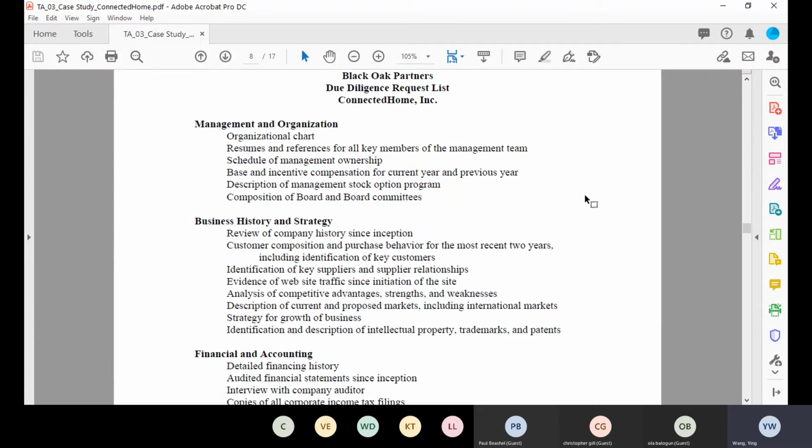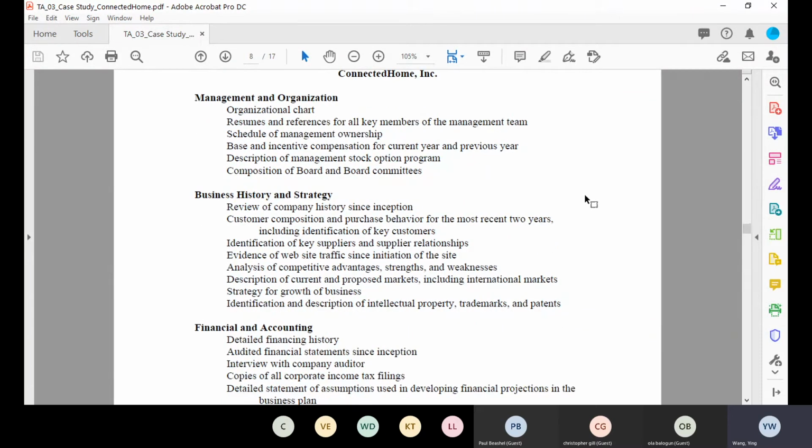They want to know the business history and the strategy. Of course, there are more items here. For example, the key suppliers, relationships with them, and then they want to know the competitive advantages, strength, and weakness. So, past analysis of the business.